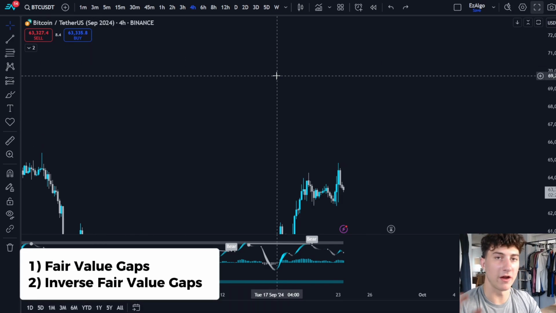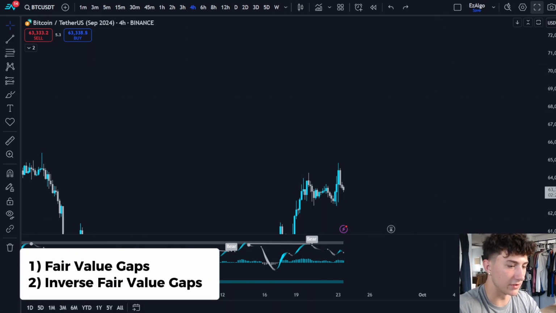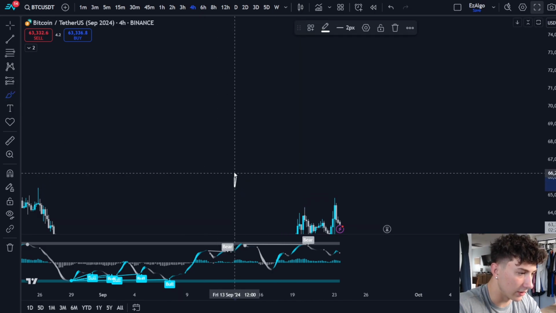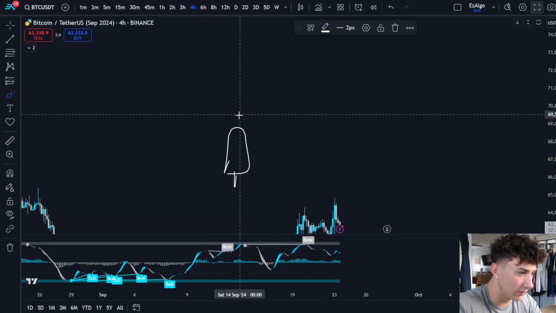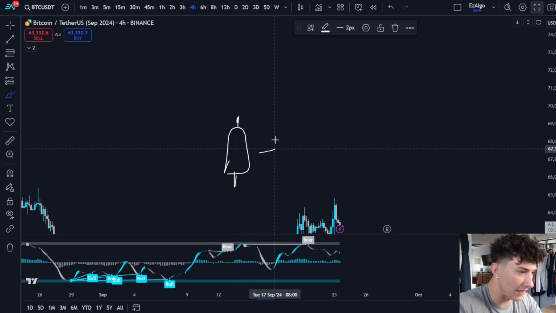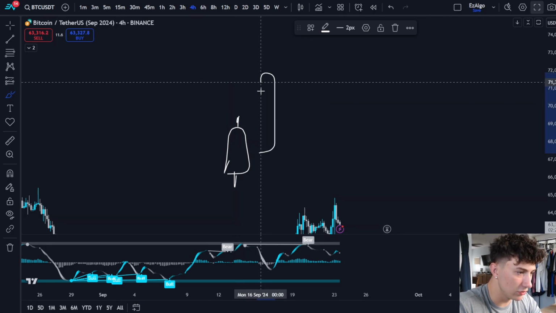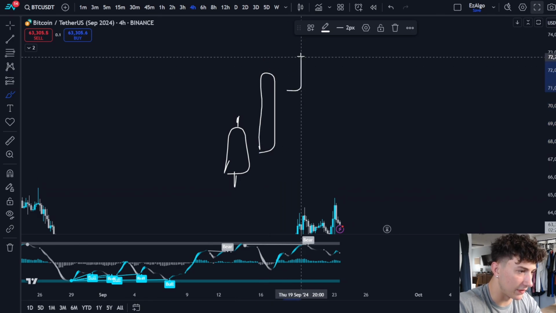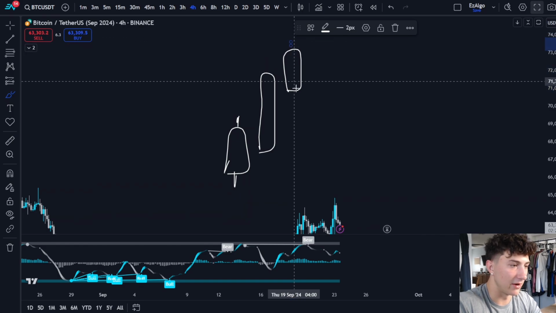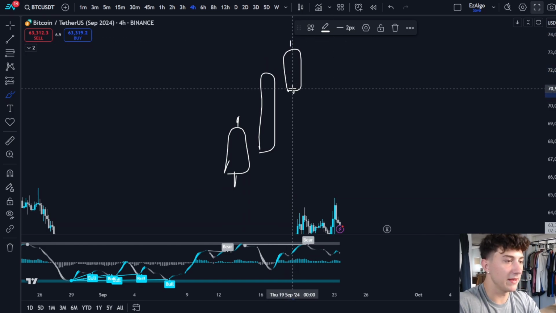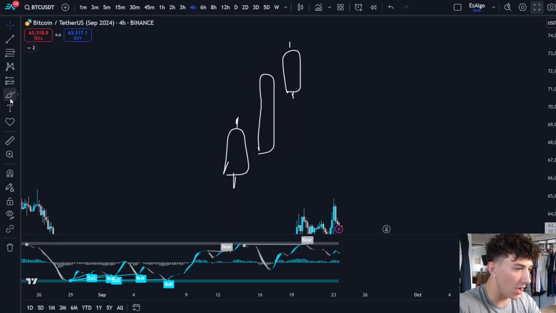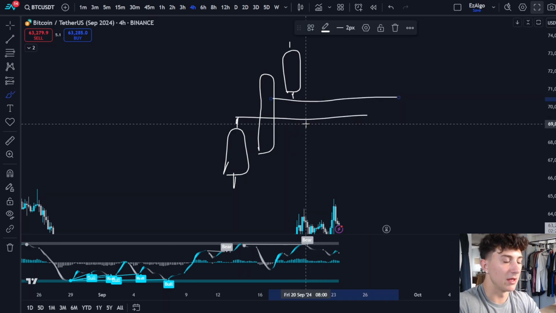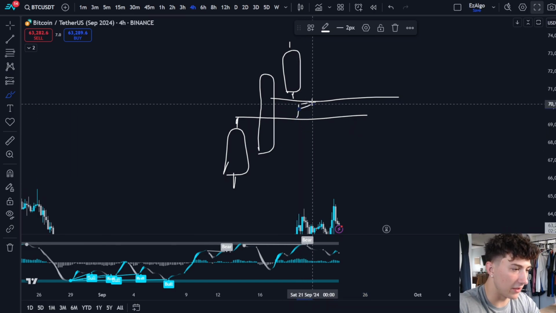So let's start with what a fair value gap is first, and then we'll get into inverse fair value gaps. A fair value gap is made of 3 candles. Let's say we have one candle, and then a massive bullish candle, and then a third bullish candle in this scenario. The gap between the top of the first candle and the bottom of the third candle is referred to as a fair value gap.